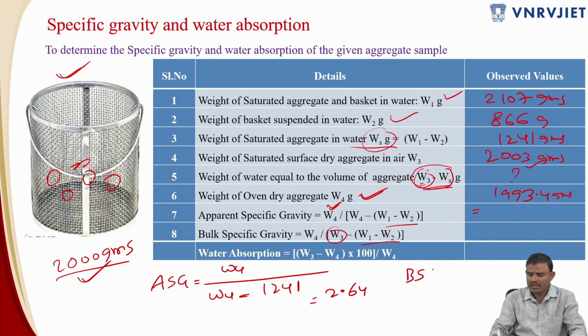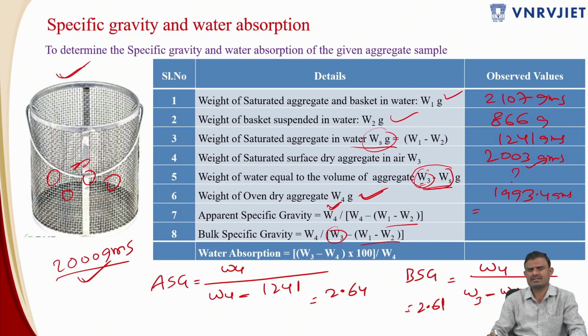Next, we are also interested in calculating the bulk specific gravity of the aggregate. As I told you, the numerator will be W4, the weight of the oven dried aggregate, divided by the weight in air in the denominator. But this weight in air we want corresponding to the bulk volume, not the volume of the apparent condition. So the weight in air in the denominator will be changed to W3, because we are interested in the bulk volume. So W3 minus W1 minus W2, which remains constant and is nothing but WS. As a result, we get 2.61 as the value of the bulk specific gravity.